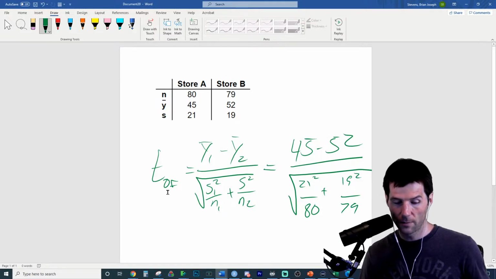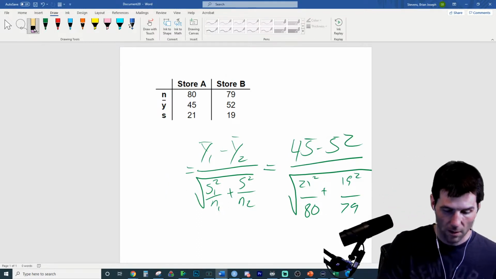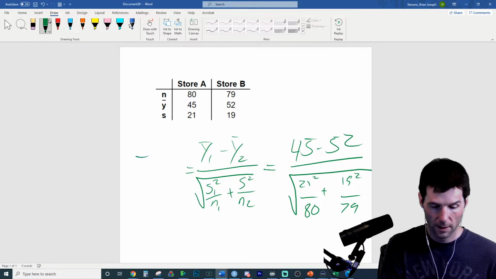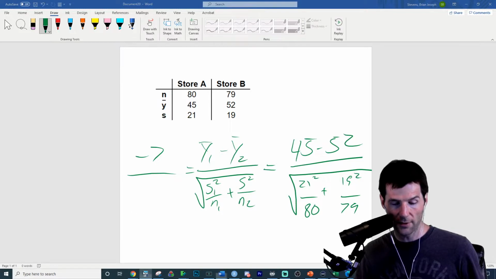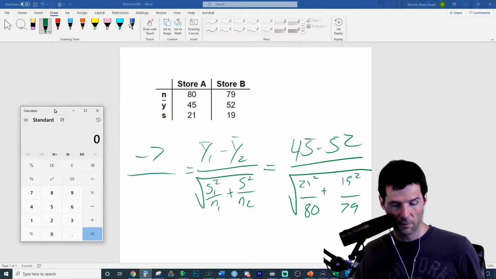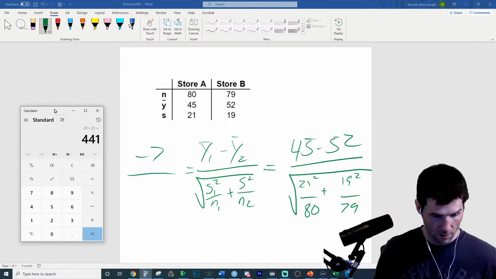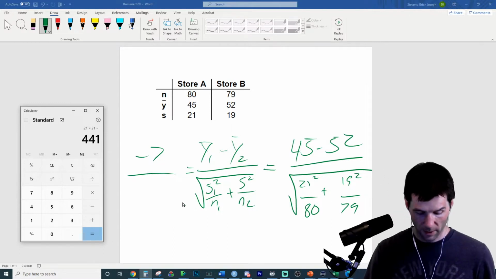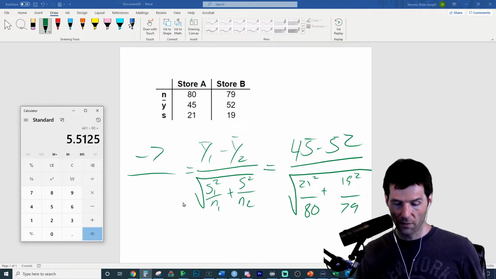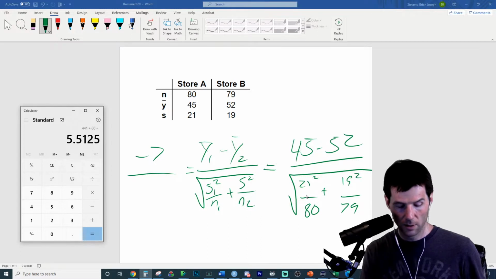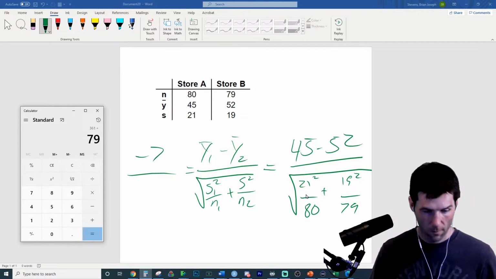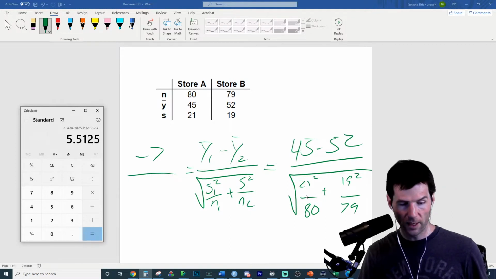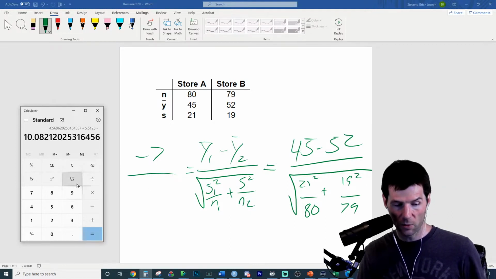The top of the equation, that's 45 minus 52, is negative 7. And the bottom of the equation: what is this? 441 divided by 80. That's 5.5. That's what that is equal to. 19 squared divided by 79, and that's 4.5. We add the two together, we get 10, and we square root it.